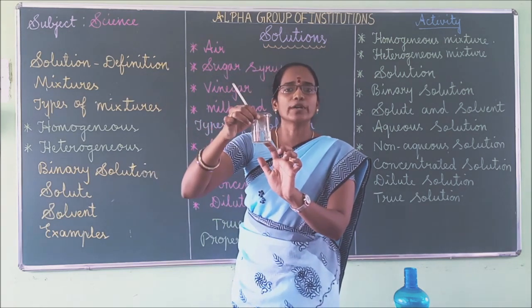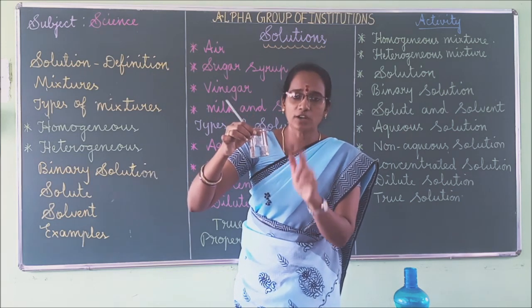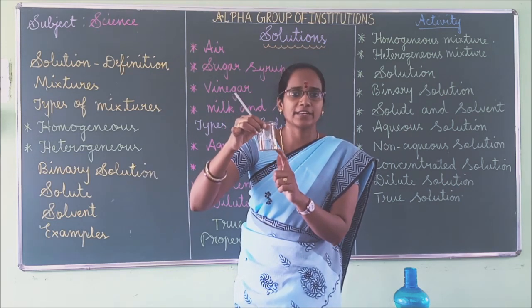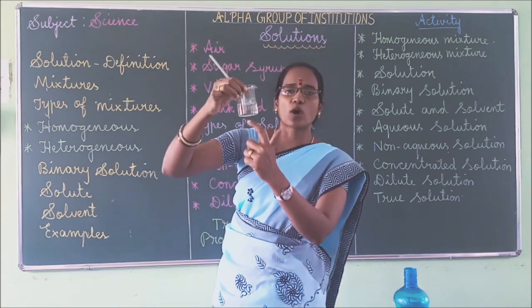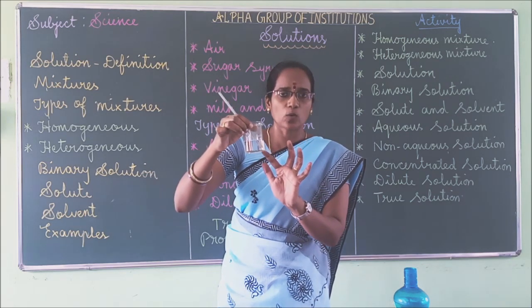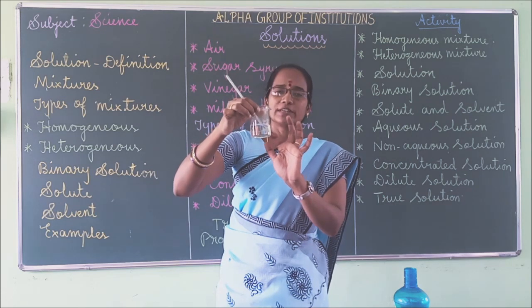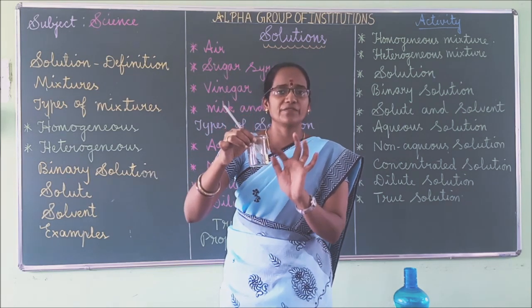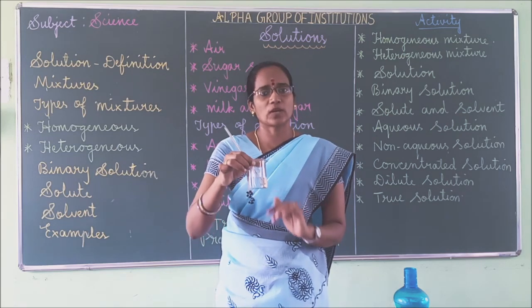Here the components appear as a single phase, but you cannot see the components with naked eyes or with the help of the ordinary microscope. See, you can see only one phase. I added two components, one is water, another one is the acetic acid. Both get mixed. Okay, so it is nothing but the vinegar solution. Vinegar is nothing but the mixture of acetic acid as well as water.